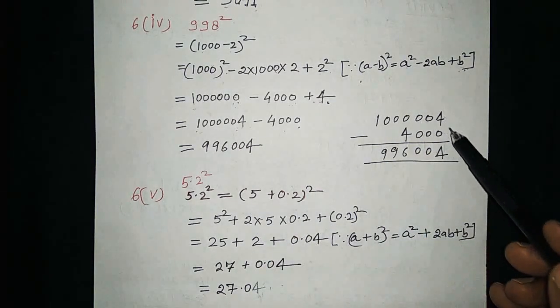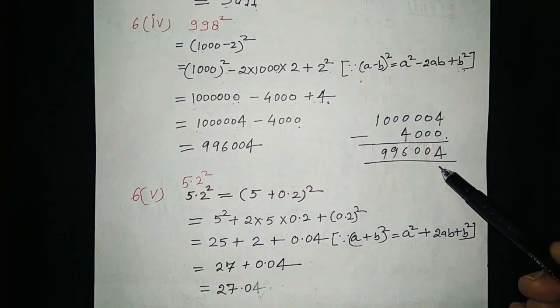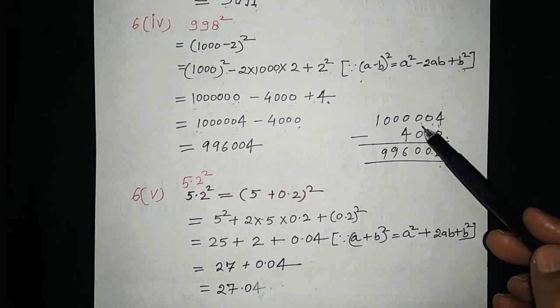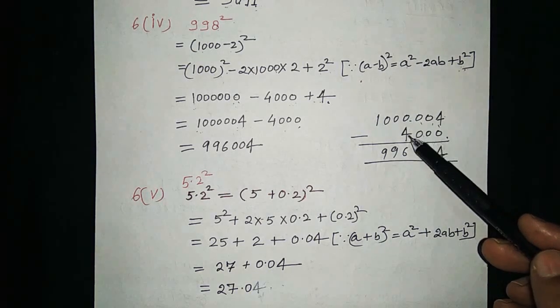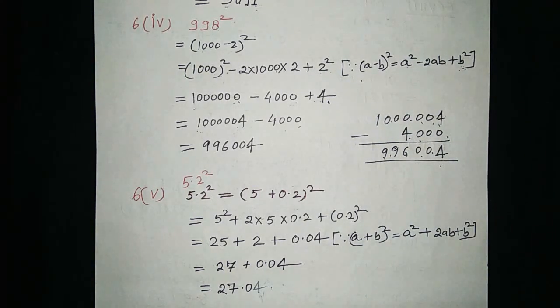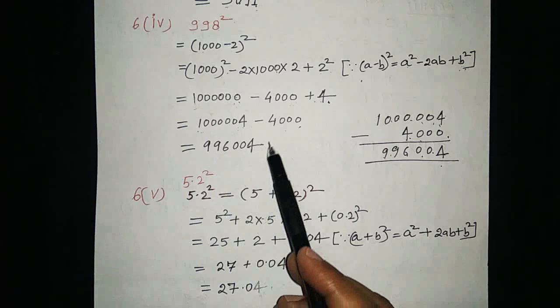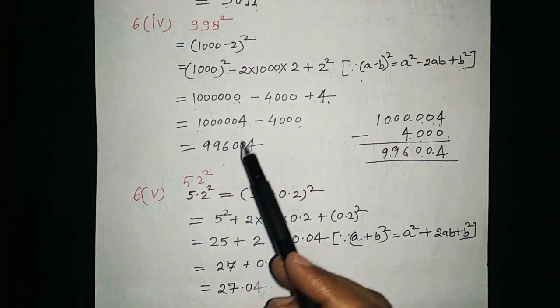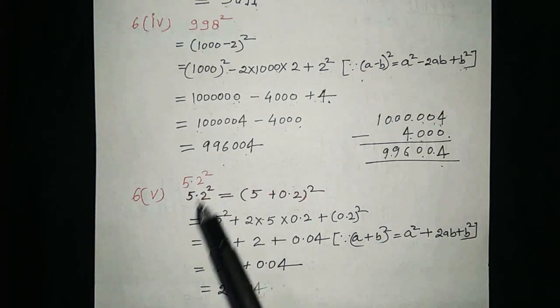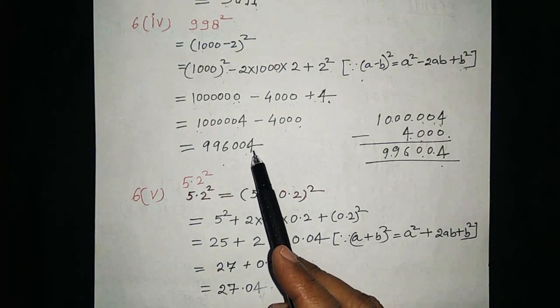After writing these two numbers, we will start subtraction. Here 4 will come. Here 0 minus 0, 0, 0 minus 0, 0, 10 minus 4, 6 and here 9 and here 9 will come. Now the result of 998 square is this. Okay. 9,96,004.